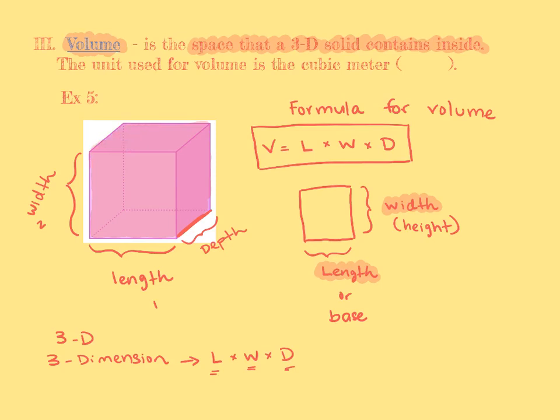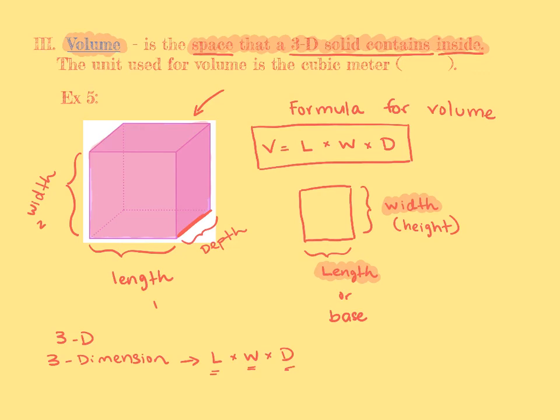Now, volume can be a little tricky. You know, some scientists prefer to think of it a little bit different. They can say that it's the space that a 3D solid contains inside, or you can say the space that this 3D solid takes up in the real world. That's another way of thinking about it. It's like, are you going to see it from a glass half full perspective or a glass half empty perspective? It's the same thing. It's just a different way of looking at it.